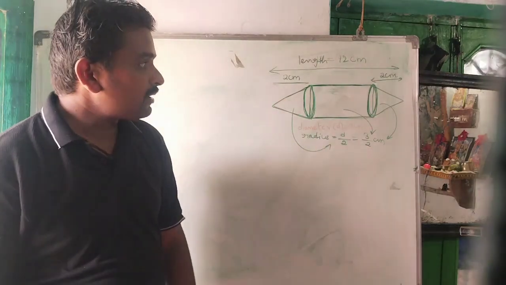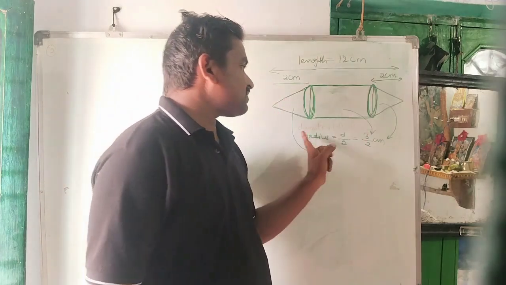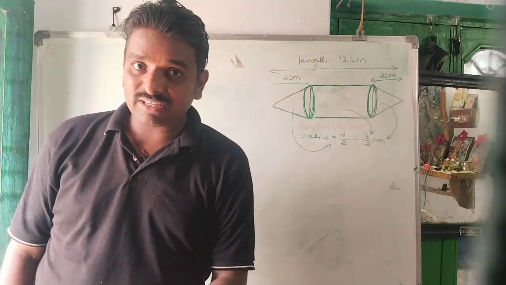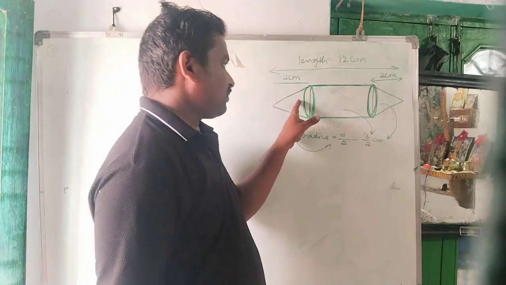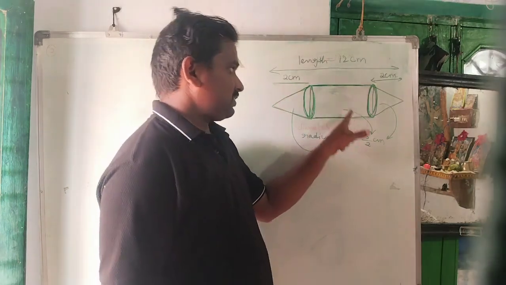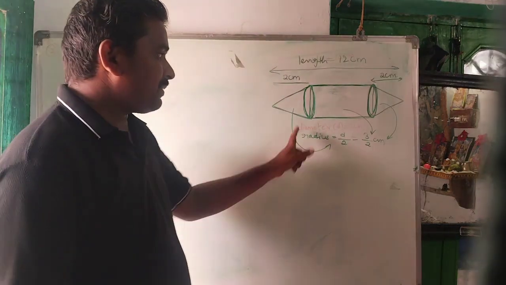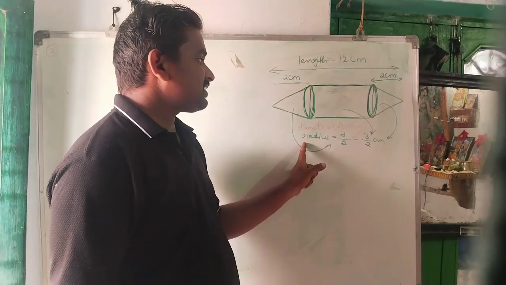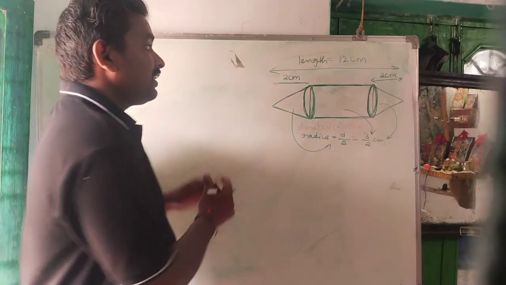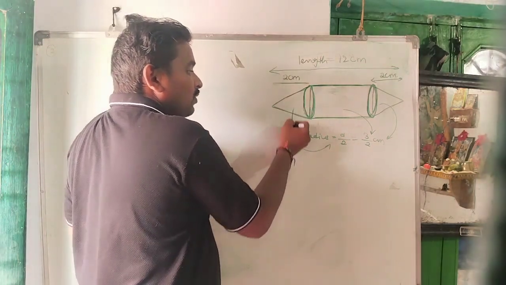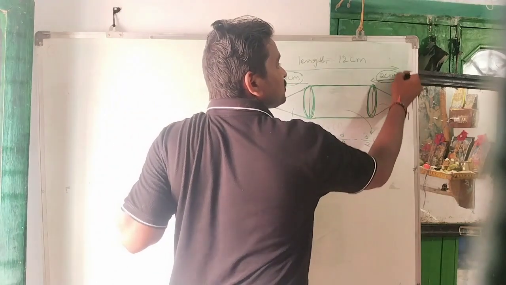But next we want measurements. The three figures have the same diameter. This is mentioned in the problem. So cone diameter is 3 centimeters, cylinder diameter is 3 centimeters, and the other cone diameter is also 3 centimeters. So the diameter is 3 centimeters, and the radius is 3 by 2. Next, cone height was given. Cone height was 2 centimeters, and this cone height was also 2 centimeters.